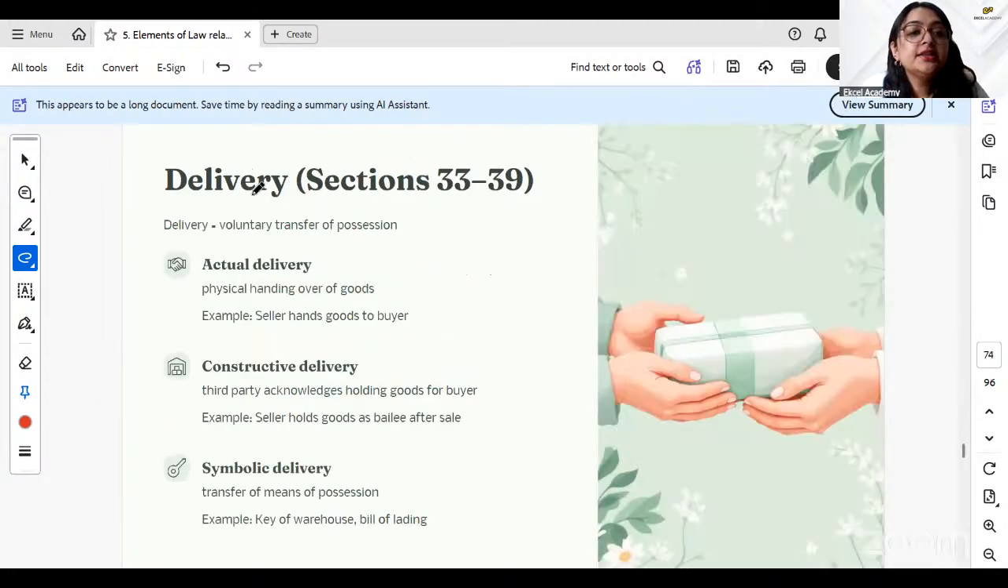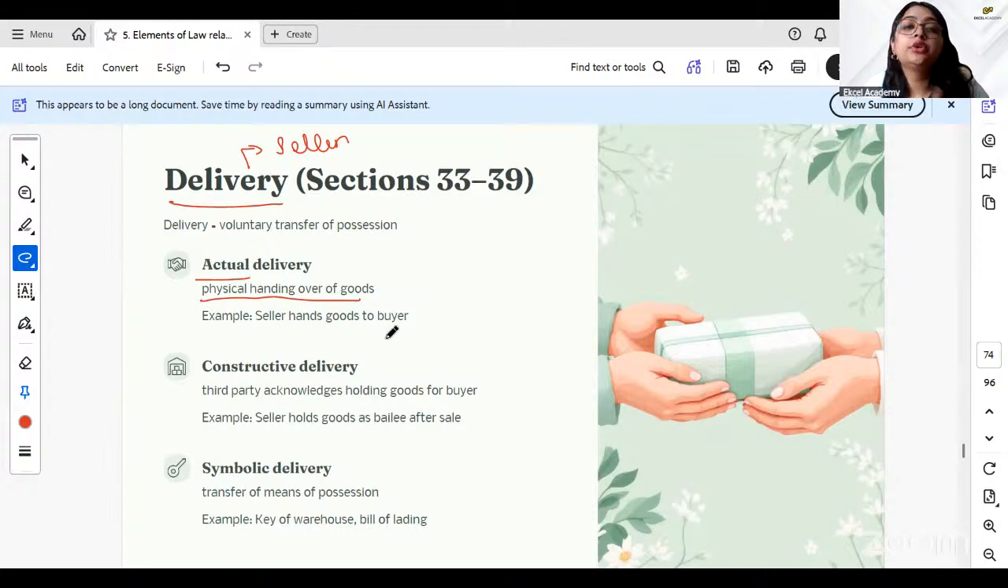Now, let us move to the next one, wherein we understand delivery. Whose responsibility is it to deliver the products? It is the seller's responsibility to deliver the products. That is something that we just understood. Now, let us understand the different types of delivery. Starting with actual delivery. As the name suggests, the delivery is happening in actual, that is, physical handing over of the goods. The seller hands the goods to the buyer.